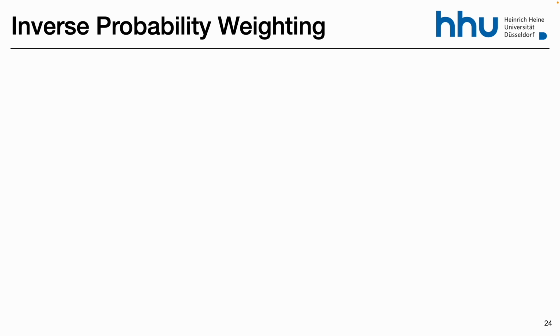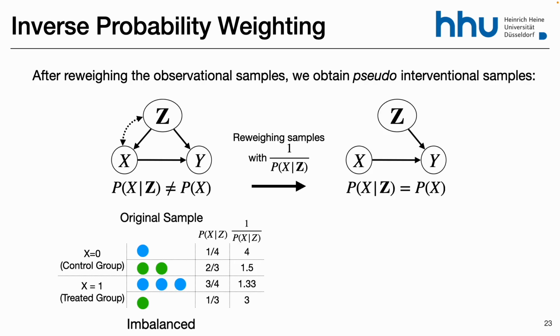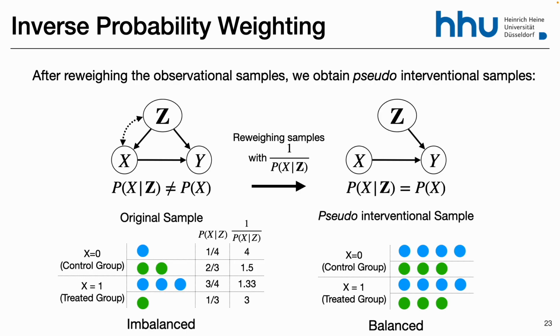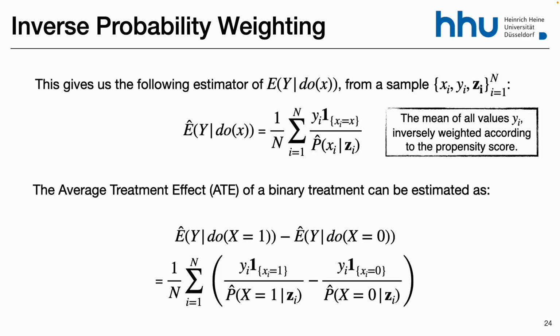So before going to the proof here, I want to ask you, what are the limitations of this approach? So there's no matching now. I'm just getting the sample as it is, converting it to something that we call a pseudo-experimental or pseudo-interventional sample, and just getting the sample mean estimator for the y's after reweighting the samples.